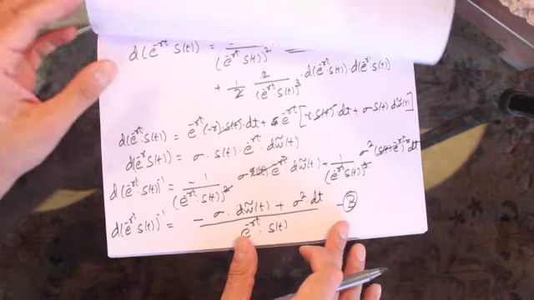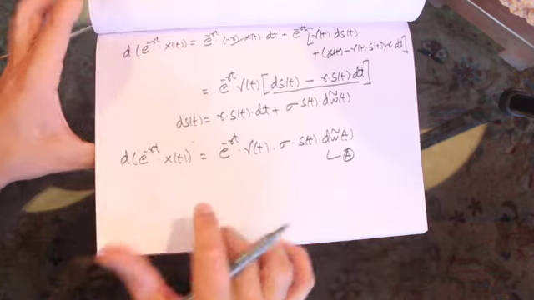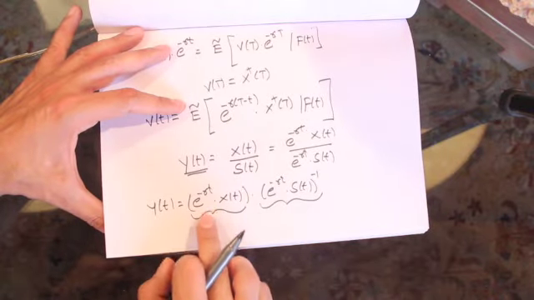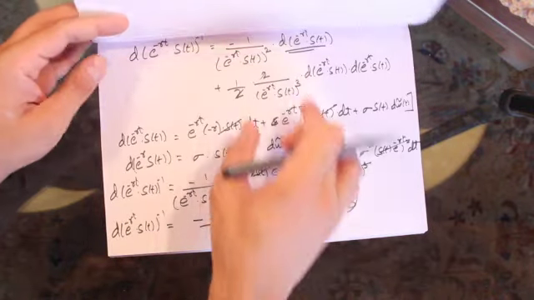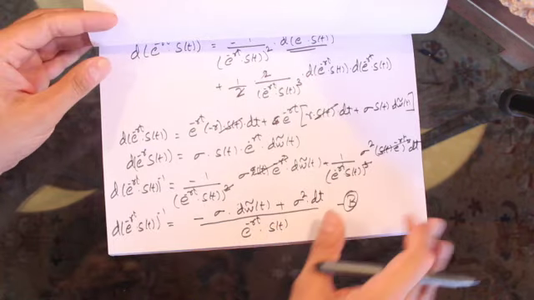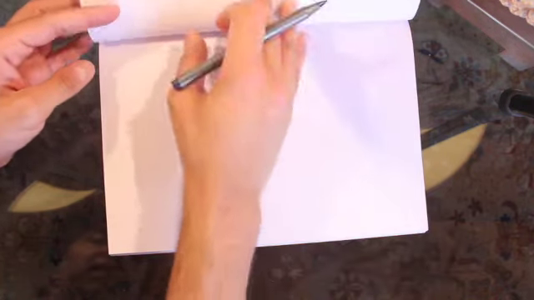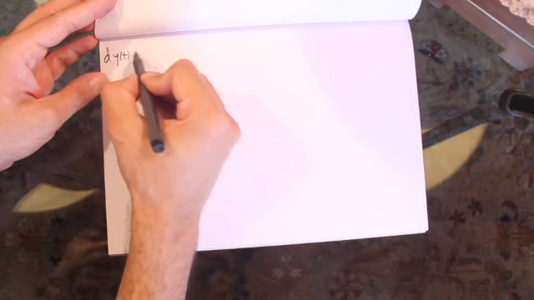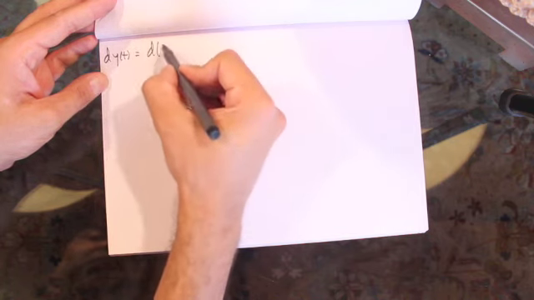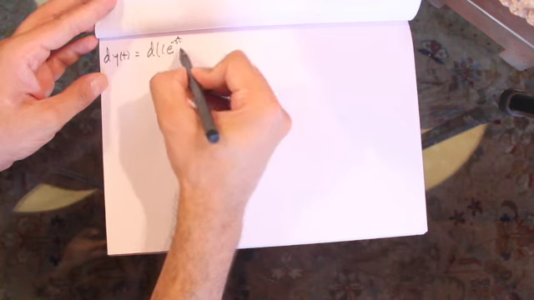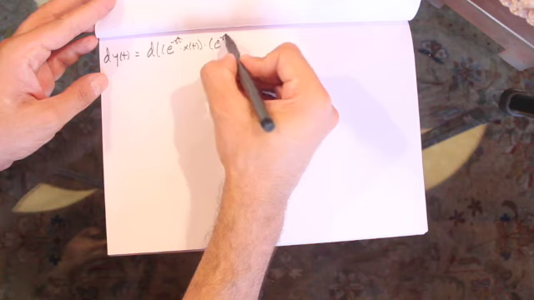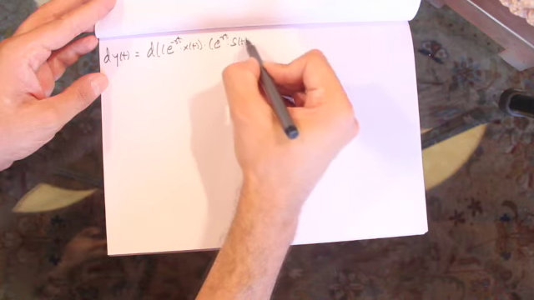Okay, now in order to compute this differential of y, we can use these two results A and B. So let's use that. Now the differential of y of t can be written as the differential of e to the power of minus RT x of t times e to the power of minus RT s of t to the power of minus 1.